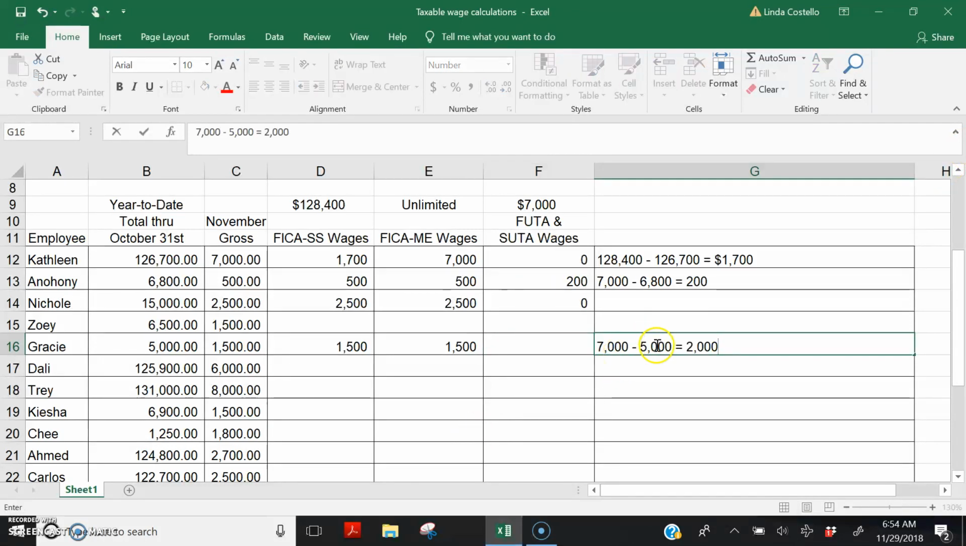$7,000 wage base minus the amount on which tax has already been paid equals $2,000 wages still subject to FUTA-SUTA tax. But her gross wage for November is only $1,500. So even after the payment of her November salary, she will not have exceeded the FUTA-SUTA wage base. Therefore, all of her November wages are subject to FUTA-SUTA tax. Put $1,500 in the FUTA-SUTA wage column.